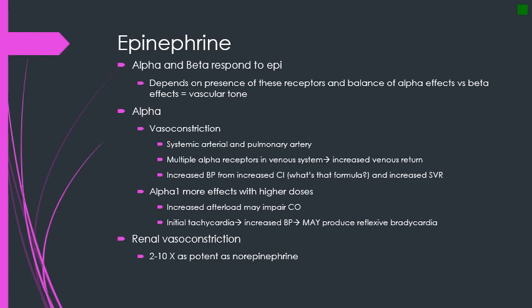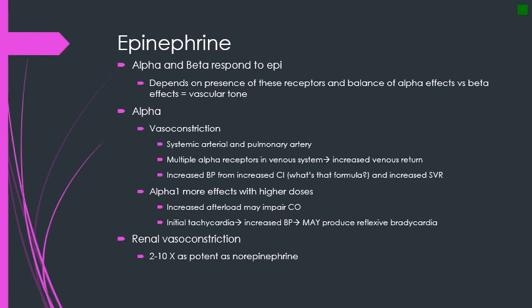One important thing to note in your vascular system is that you have quite a few alpha receptors in your venous system. So whenever you stimulate those and it produces vasoconstriction, you will get a significant increase in your venous return. And you'll get an increase in your blood pressure, and this produces an increase in your SVR.